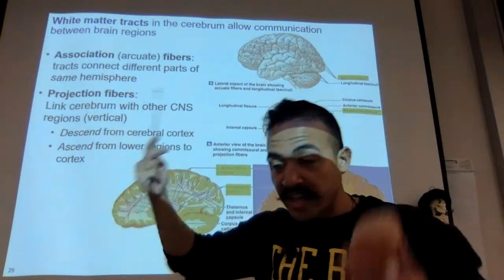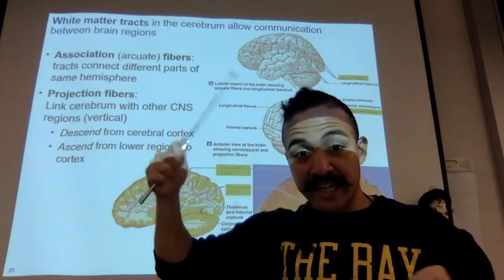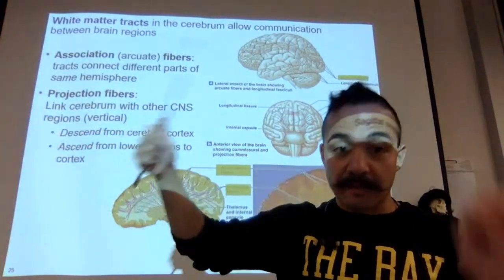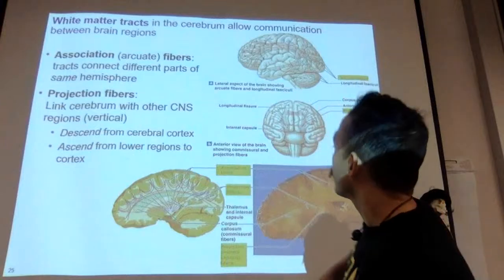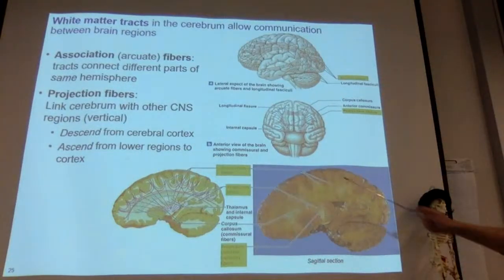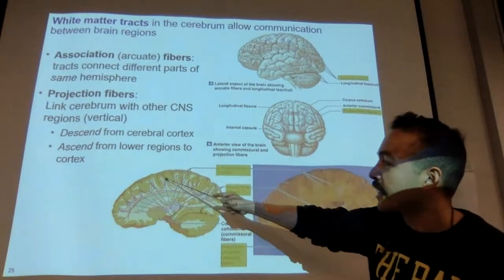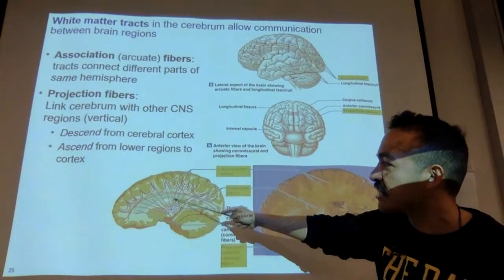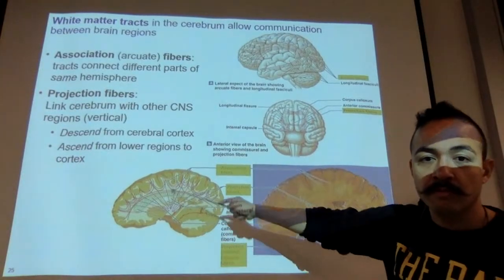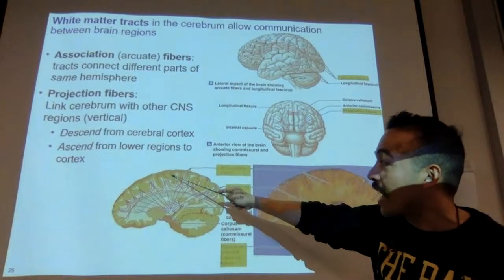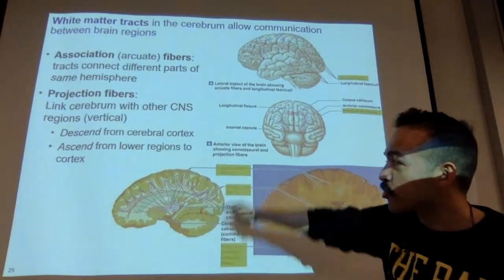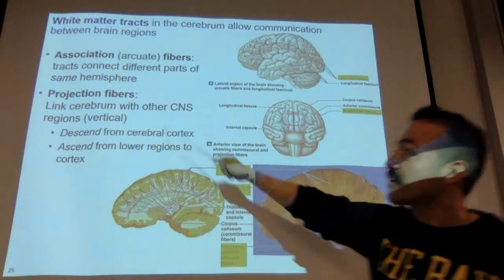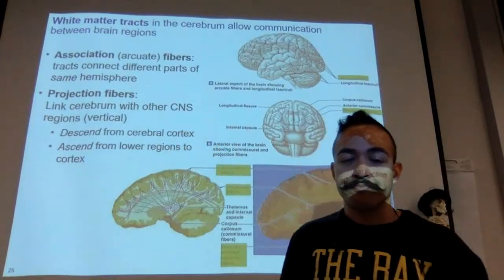And then what if we want to send a signal, like say I want to control my hand? I need to send a signal from my brain down my spinal cord and out to my hand. That means it needs to leave the brain. So we go from the cortex, here's the primary motor cortex, and we exit out the medulla, out the brainstem. If we're going to and from the spinal cord, from brain to spinal cord or vice versa, that's a projection fiber.